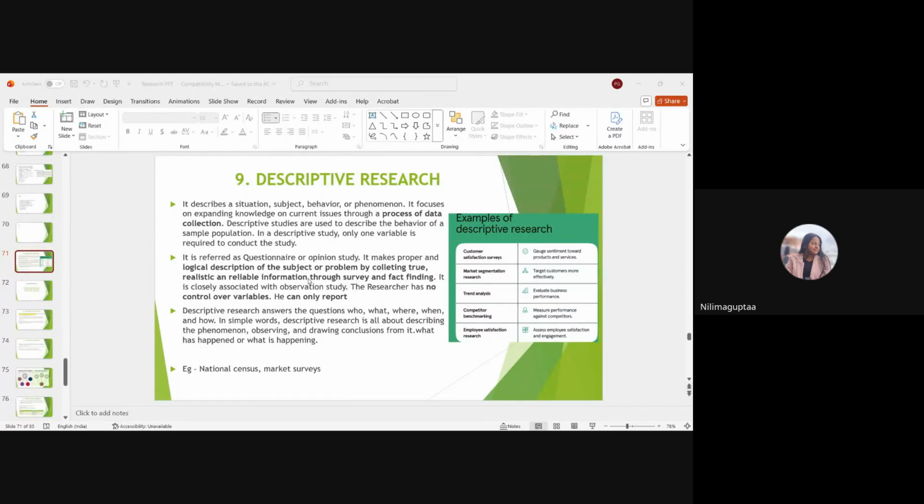When I talk about descriptive research, it talks in detail about a study behavior of a particular population, and only one variable is required to conduct the study. It is referred as a questionnaire or an opinion study where we are finding out certain feedbacks, let's say from people. It makes proper and logical description of a subject or a problem by collecting true, realistic, and reliable information through surveys and fact finding. It is closely associated with observation study. The research has no control over any variable.